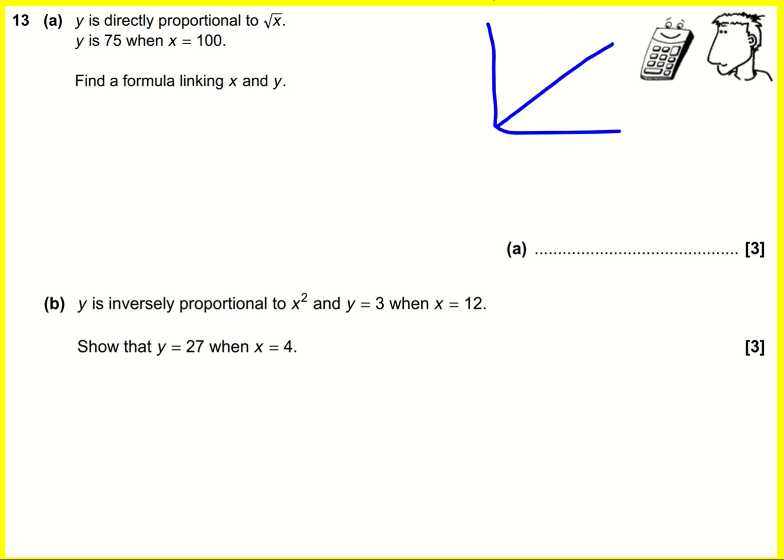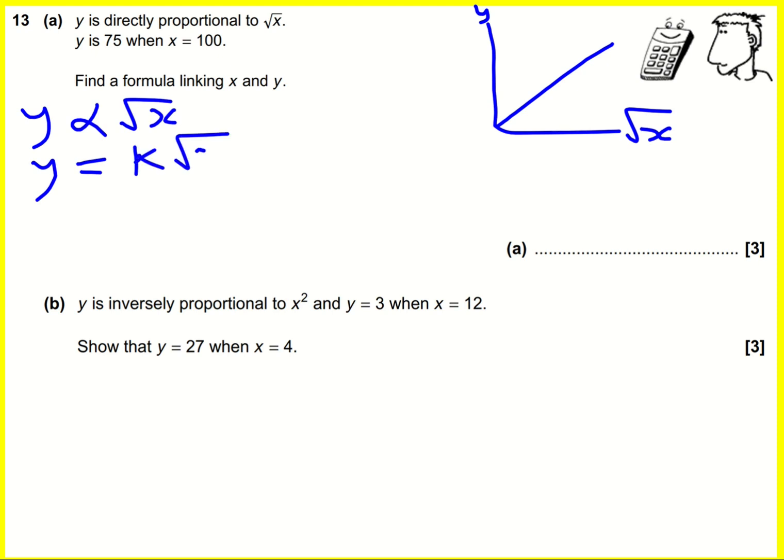But if y is directly proportional to root x, then it means that if I plot root x on the bottom to get my straight line, what I can write down is that y is proportional to root x, and therefore y equals k root x. That's me saying it's proportional, but this is what follows because of the graph, the relationship between it. It's just mx plus c, but I don't have a c, and instead of an x, I've got a root x in this case.